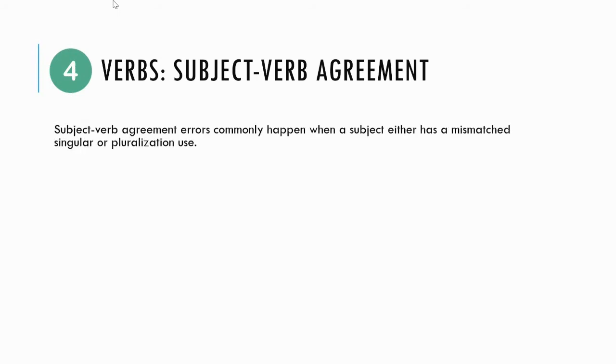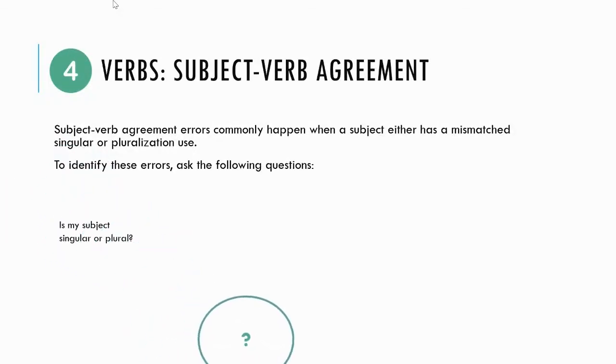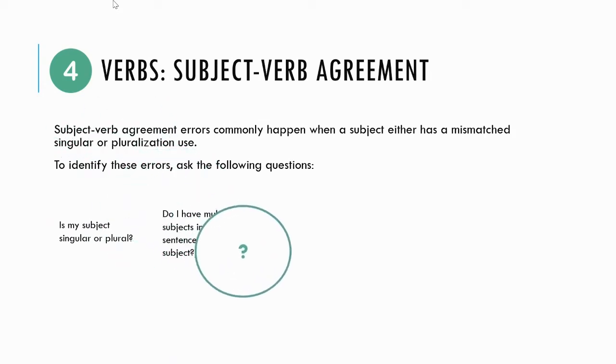Now let's take a look at another common writing error, verbs, particularly subject-verb agreement. Subject-verb agreement errors may happen when a subject contains a mismatched singular or plural use. To identify subject-verb agreement errors, ask yourself the following questions.